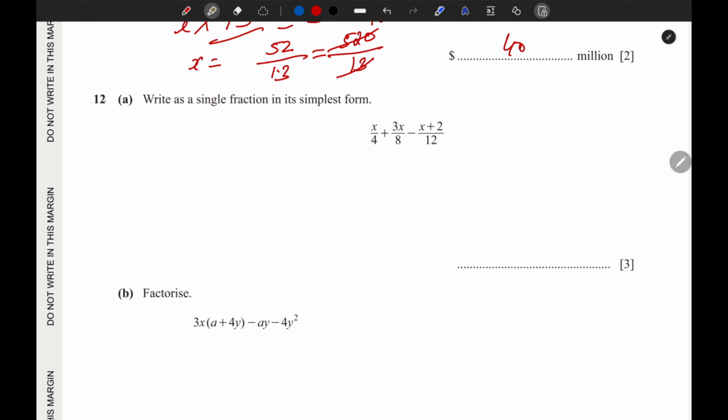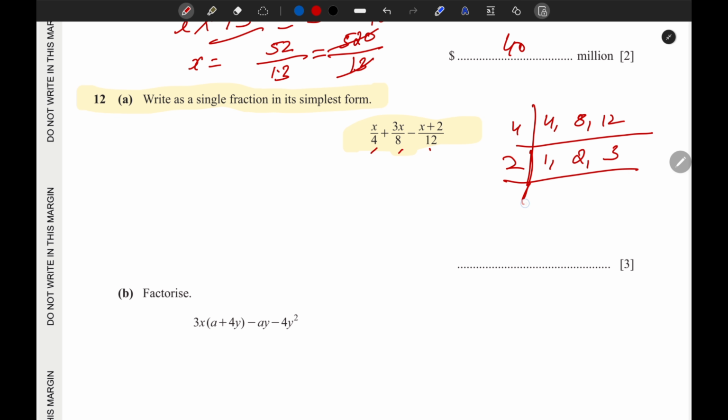Okay, 12th, A part. Write as a single fraction. Basically you have to write this as a single fraction. So see, we can simultaneously solve all three. So we take the LCM of 4, 8 and 12. First of all, they all go by 4, so this will be 1, 2, 3. Then we do by 2: 1, 1, 3. And then with 3: 1, 1, 1. Okay, 4 2s are 8, 8 3s are 24. So the LCM is 24.